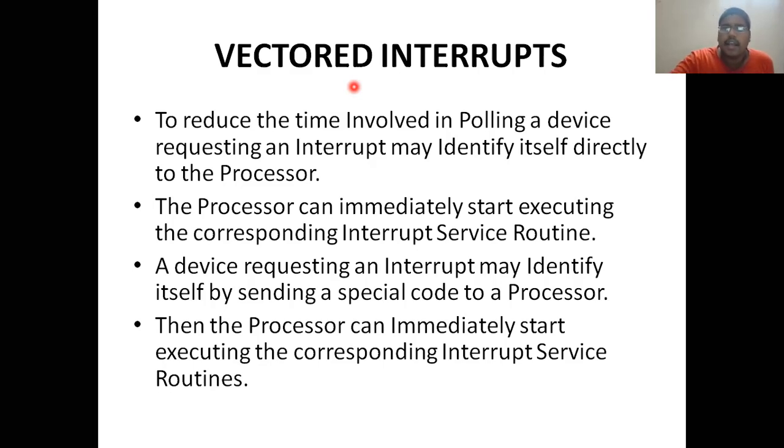So the processor can immediately start executing the corresponding interrupt service routine. A device requesting an interrupt may identify itself by sending a special code to the processor. Here the processor doesn't move or waste its time. If a particular external device requests an interrupt, it will directly intimate the processor. It will send a special code, so that the processor will come to know that device X or Y or Z is trying to get its interrupt handled. Then the processor can immediately start executing the corresponding interrupt service routine.